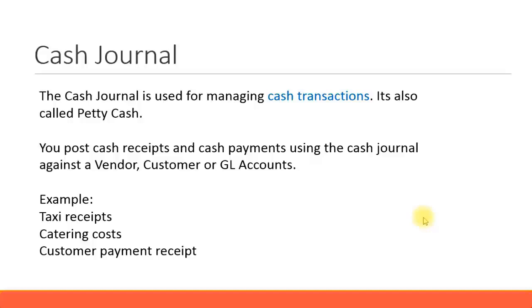Another example is sometimes you might reimburse a taxi receipt. So you might pay cash to the taxi driver and you can post the receipt as a cash journal transaction. In some companies, there will be a lot of cashiers and they'll be receiving cash payments directly from a customer. In this setup also, you can use the cash journal transactions.